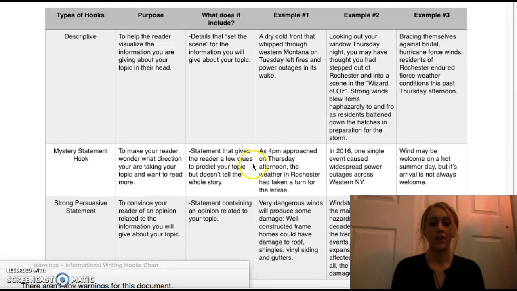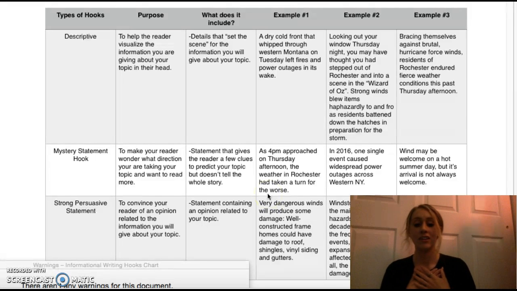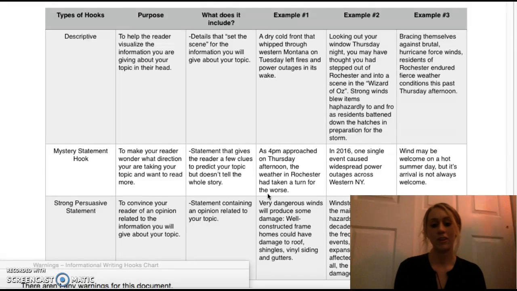For example, as 4 p.m. approached on Thursday afternoon, the weather in Rochester had taken a turn for the worse. So some information I'm beginning to get as the reader is that some sort of major weather event is beginning to happen in Rochester, yet I do not know yet what type of weather event that is. So it makes me want to read on and pick up more clues and find out what really is going on.